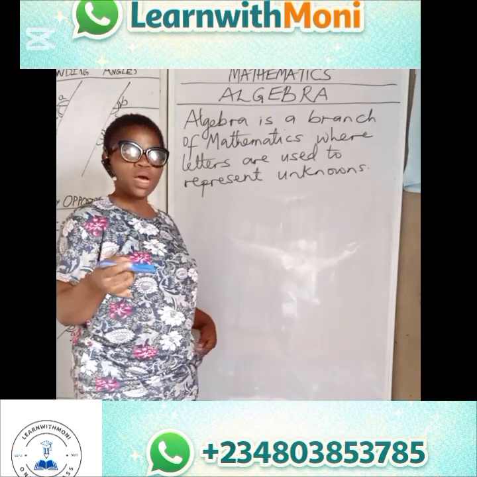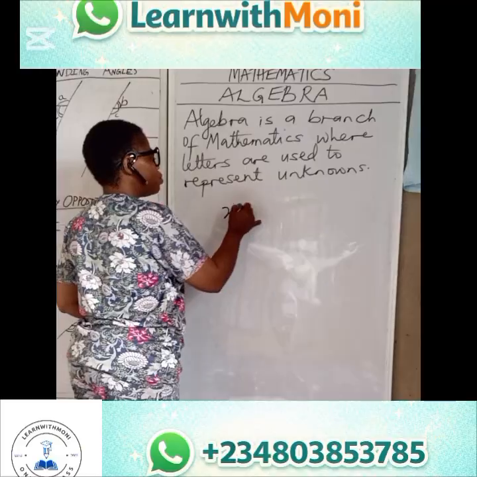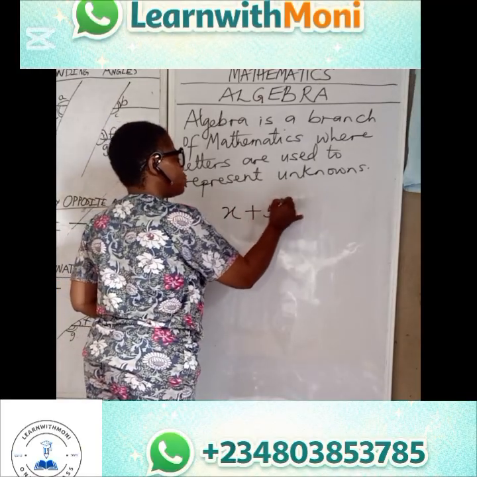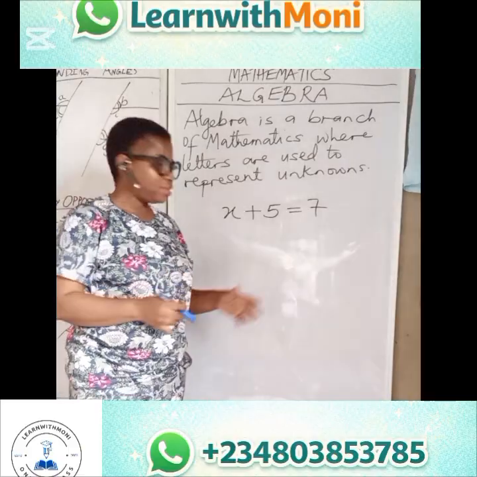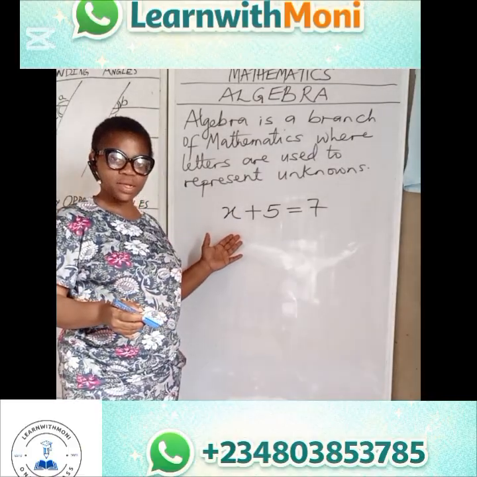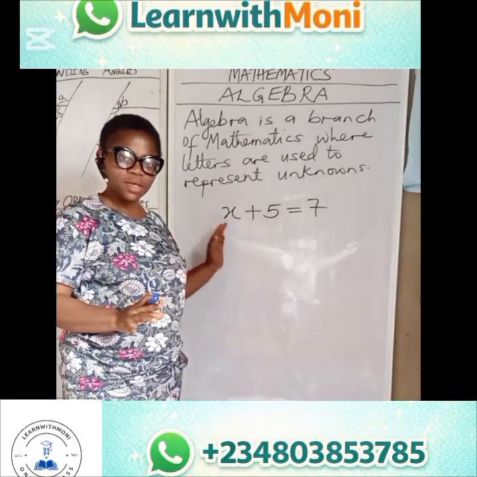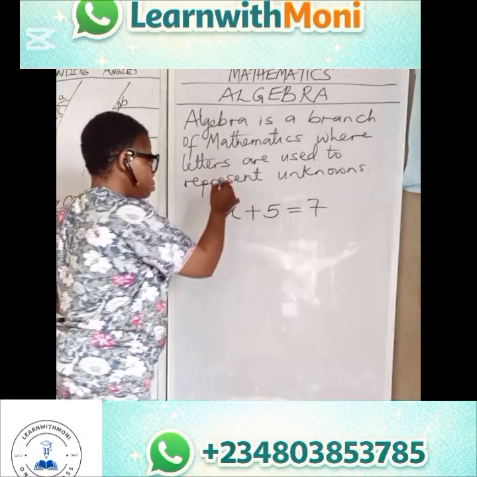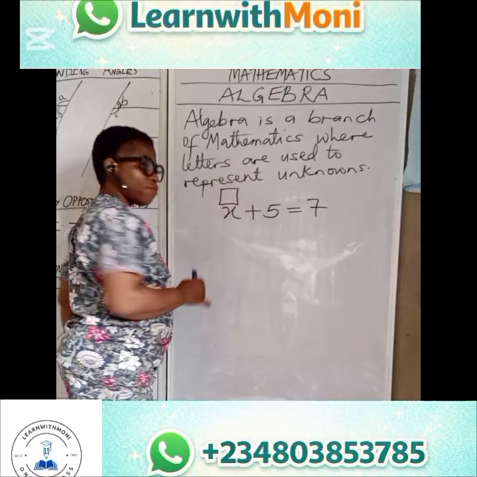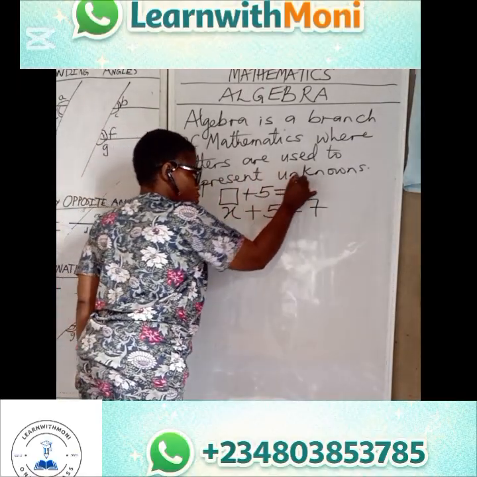For example, have you seen an expression like this before where you have x plus 5 equals 7? Yes, this is a form of algebra, and you should not fret when you see something like this, because what this x actually means is unknown. It means a situation where I have unknown plus 5 is equal to 7.